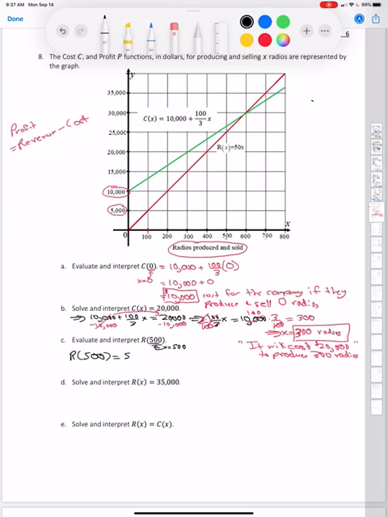So R of 500 would equal 50 times 500. And as we simplify that, 50 times 500 is 25,000. And again, this represents revenues. This is a dollar amount, the output. So the company's revenue, let's go ahead and write down what we found here. Let's interpret it. The company's revenue will be $25,000 if they produce and sell 500 radios.